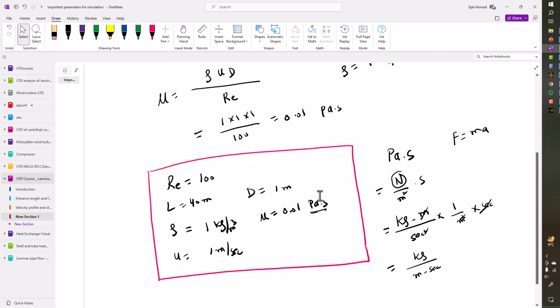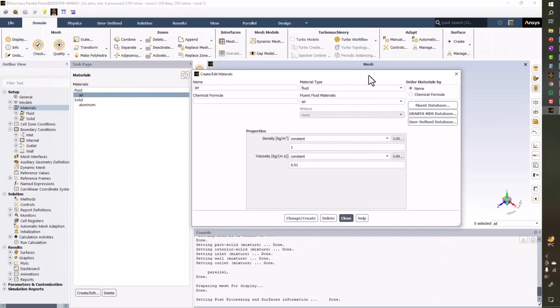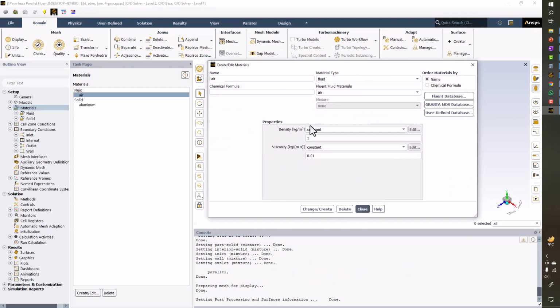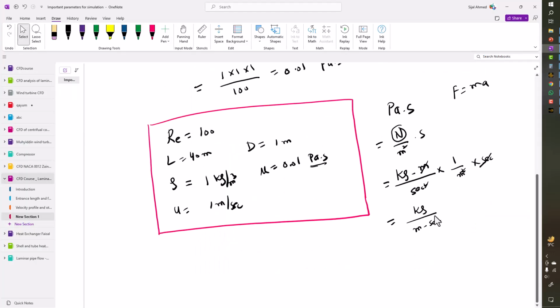And just to give you an idea, when you go through the CFD simulation part, I have already opened the Fluent simulation for pipe flow, and the same properties which we derived right now are put into this panel here. You can see the viscosity units are kilogram per meter second. This is the same thing, that is kilogram per meter second. So they are equal. When we discuss viscosity units, Pascal second, and when you see kilogram per meter per second, it is the same thing.